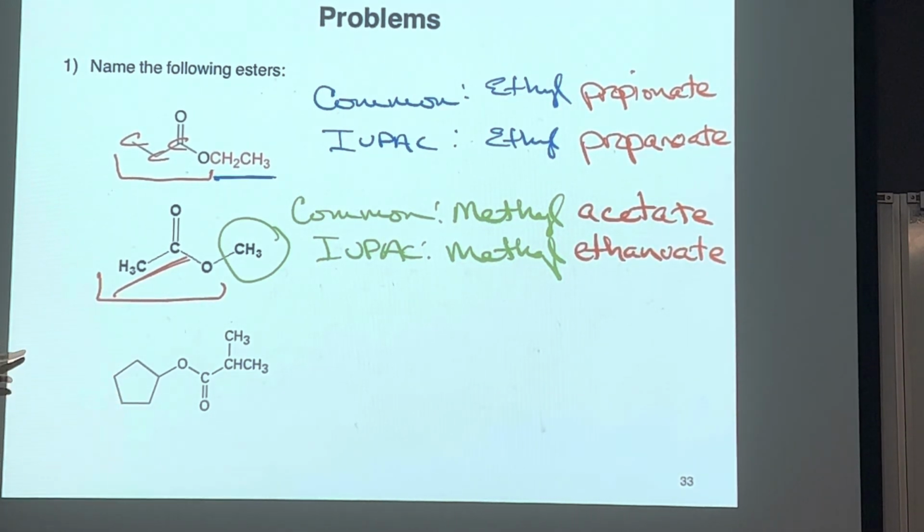If it was a straight chain and it had five carbons, you'd say, no problem, that's a pentyl. It's got five carbons and it's a cyclic structure, so it's called what? Cyclopentyl. Are you guys okay with that? So instead of pentyl, it's cyclopentyl. So we've got cyclopentyl, and then we look on the other side.